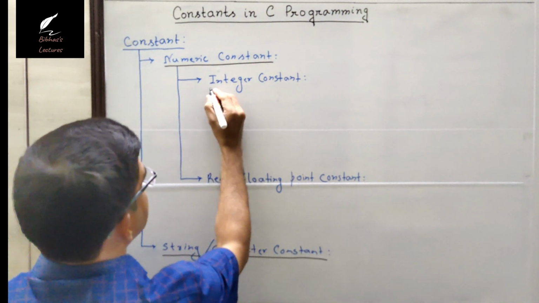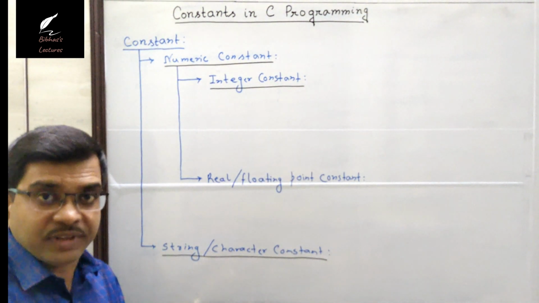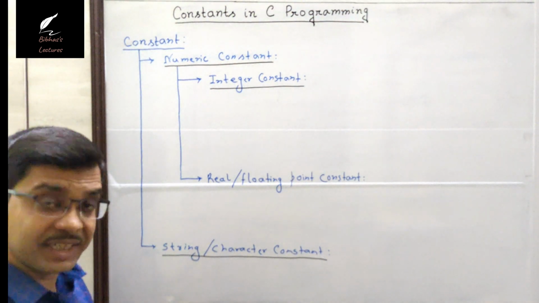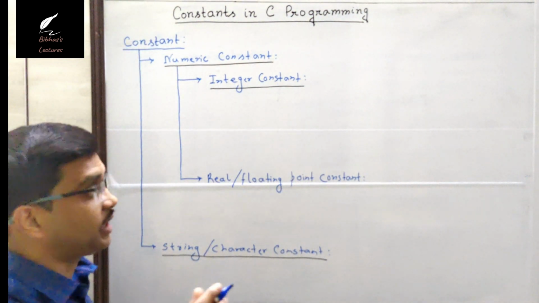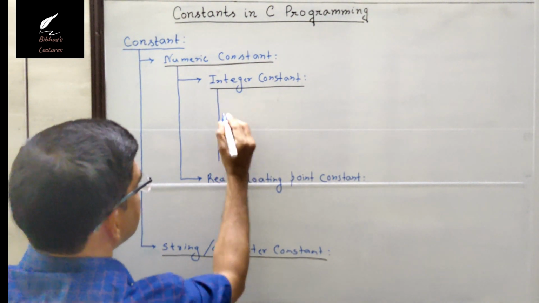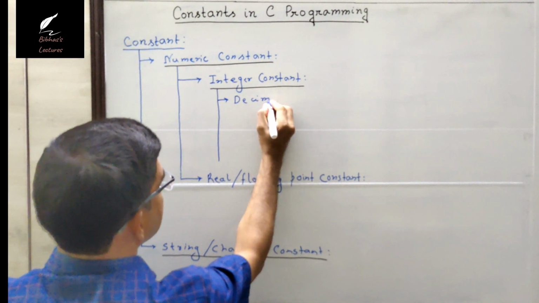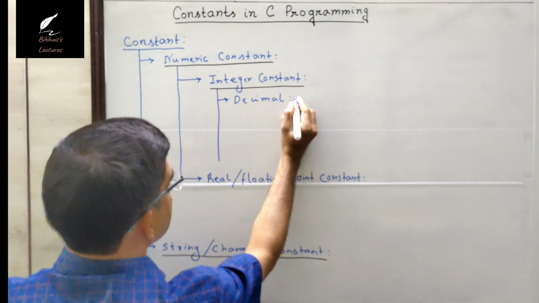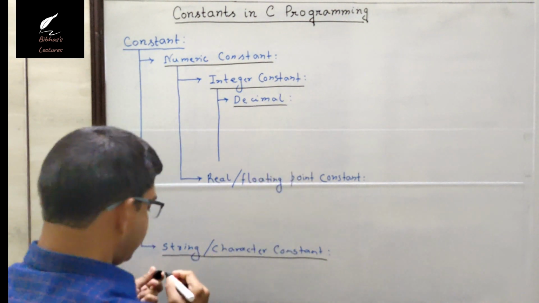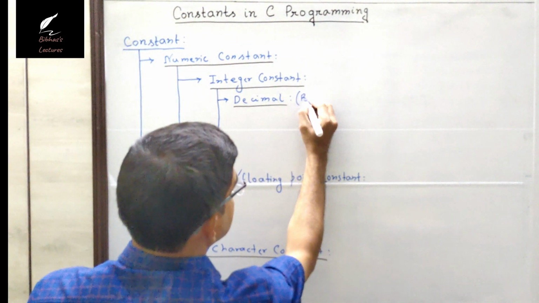Okay, now this integer constant, what is an integer constant? Any whole number, signed or unsigned whole number, is called an integer constant. Now integer constant can again be classified into three different categories. The number one is decimal. Now what is decimal? Decimal is a number system where the base is 10.